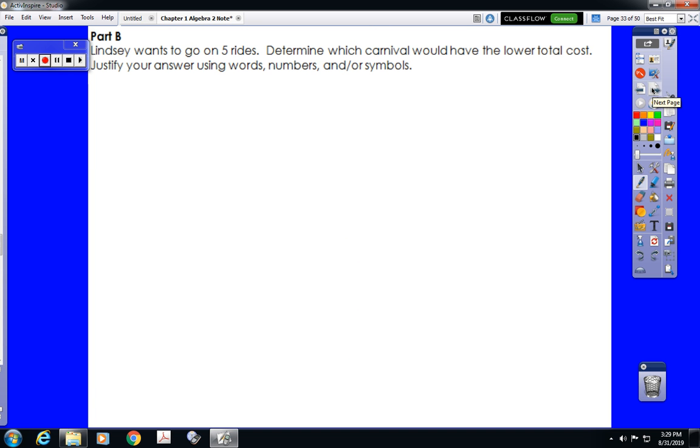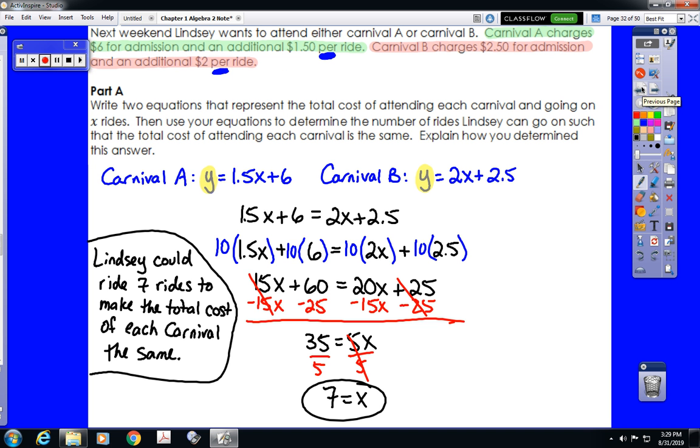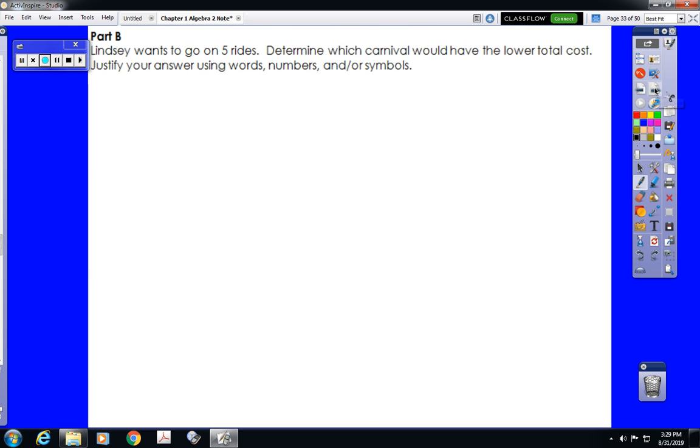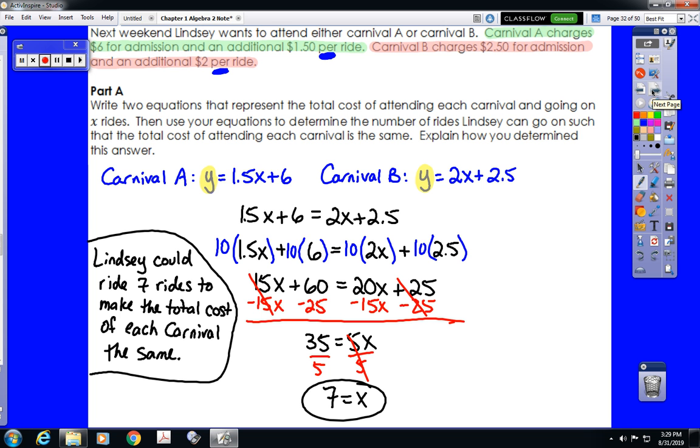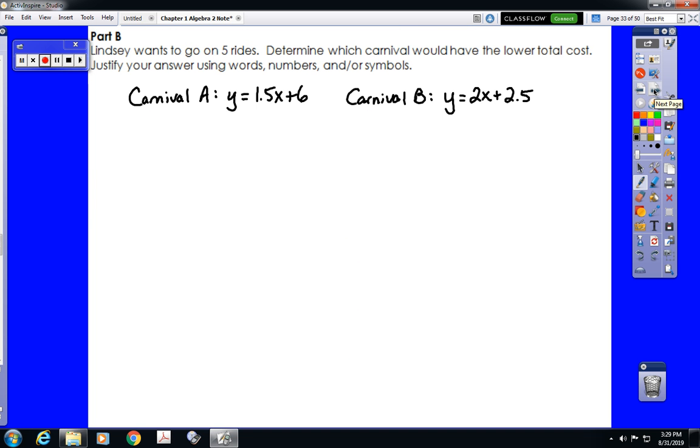Now there is a part B to this question in the notes. It says Lindsay wants to go on 5 rides. Determine which carnival would have the lower cost. So to do that, we need to copy our Carnival A and Carnival B equations over. Carnival A is y equals 1.5x plus 6, and Carnival B was y equals 2x plus 2.5. Quick check to make sure I didn't forget something there. 1.5x plus 6 and 2x plus 2.5. Good. That 5 rides, what we're going to do with that is an x value.